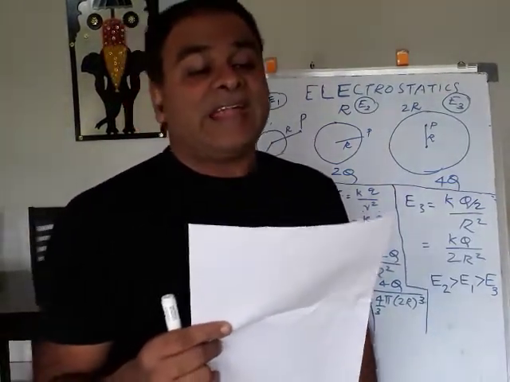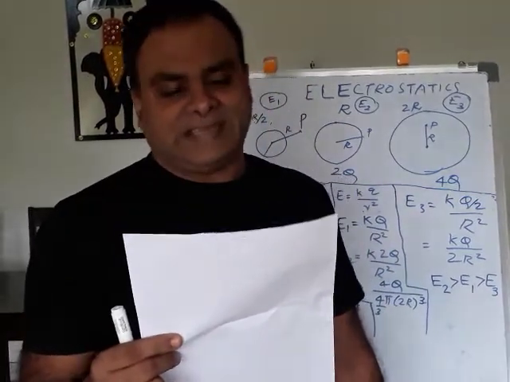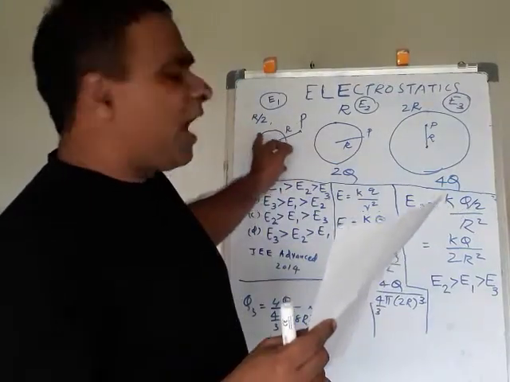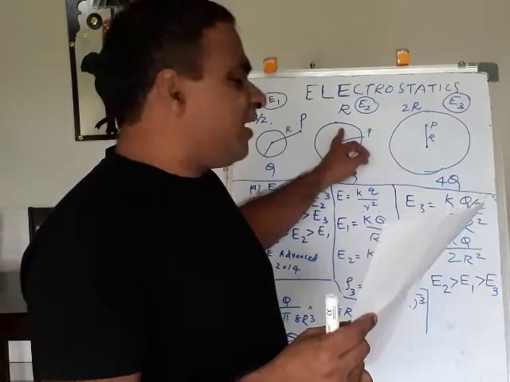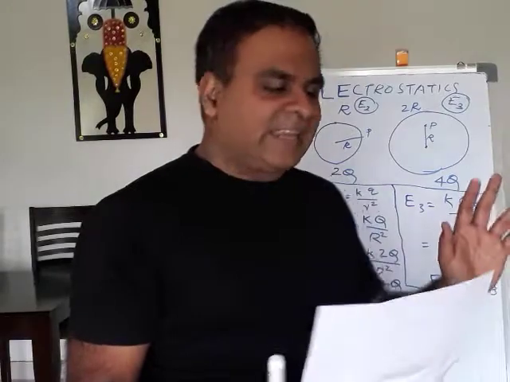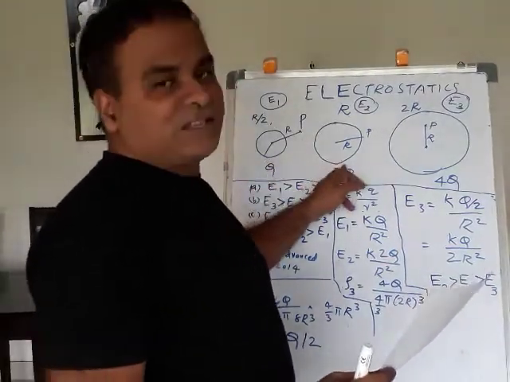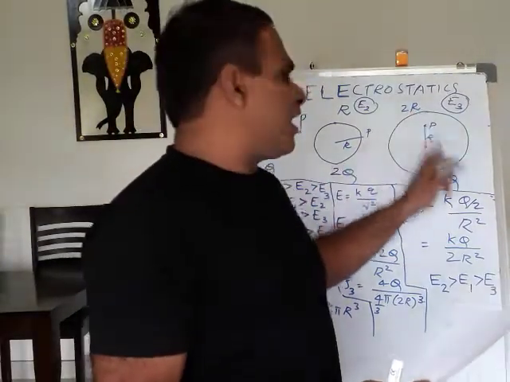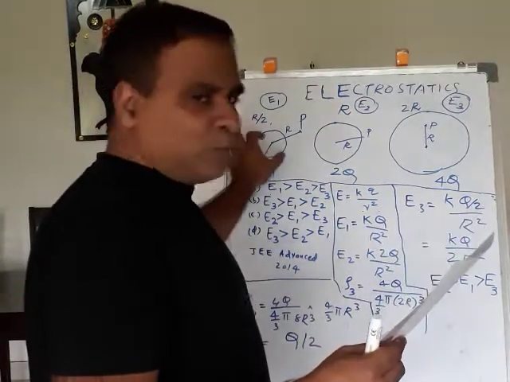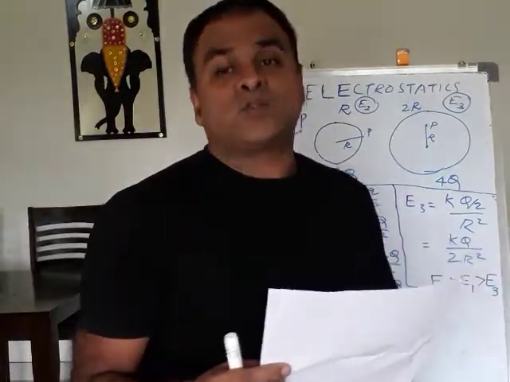It's uniformly distributed in 3 dielectric solid spheres, 1, 2 and 3. The first sphere radius is r by 2. Second sphere the radius is r. The third sphere the radius is 2r. Once again, the first sphere the charge is q, second sphere 2q, third sphere 4q. First sphere the radius is r by 2, second sphere r, third sphere 2r.